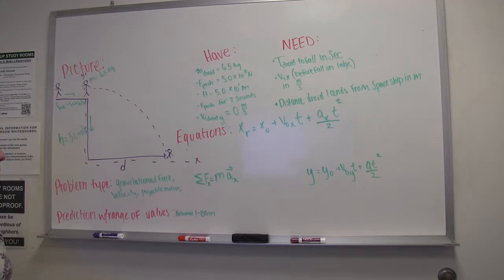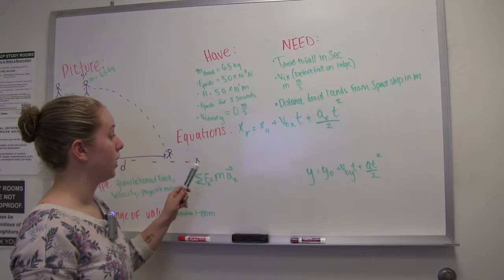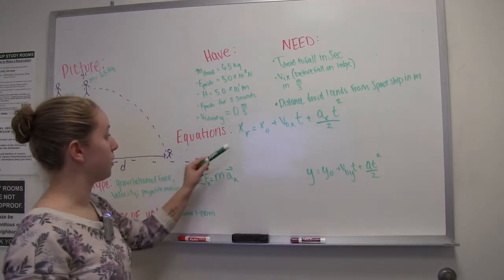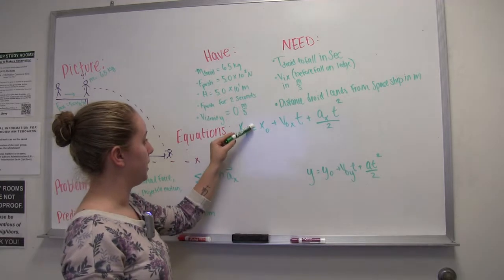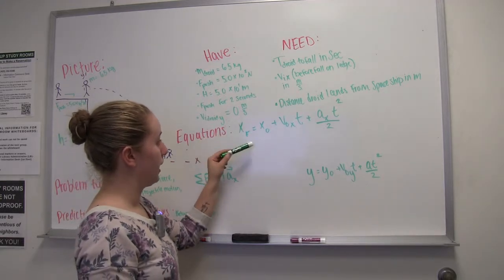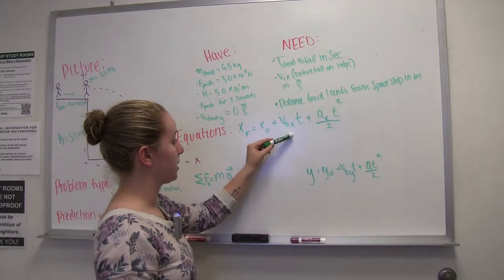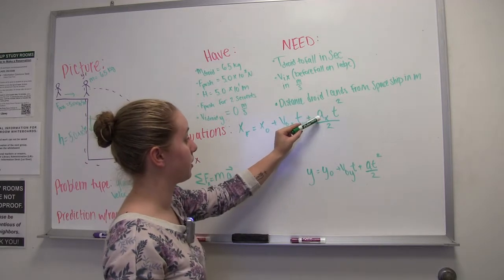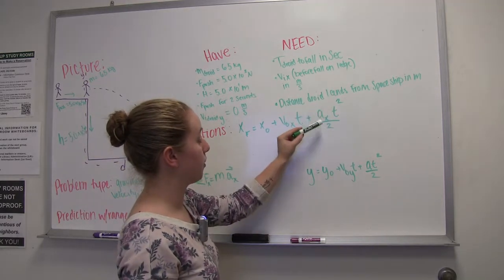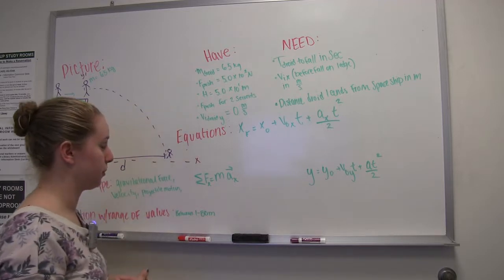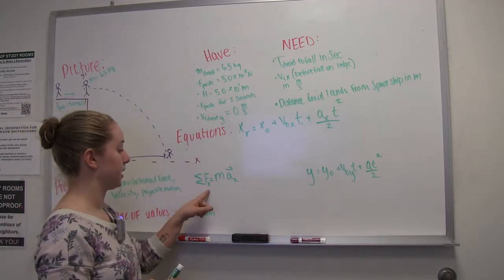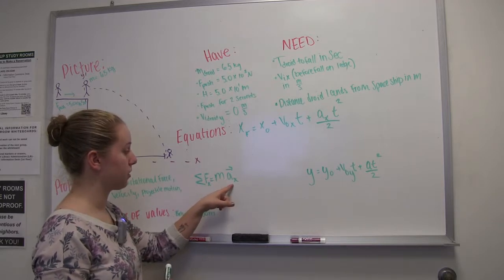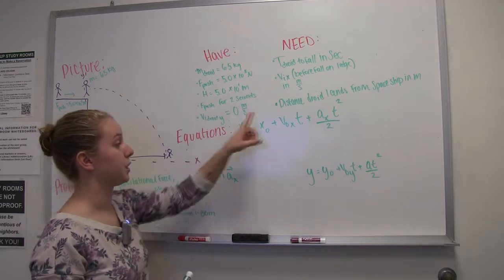The next and arguably the hardest part of problems is to figure out the equations that you could be using. I've already taken the liberty of writing a couple here, and I'll explain them a little bit. This is the final position, in meters. We would need our initial position, plus our initial velocity in the x direction multiplied by time, plus the acceleration in the x direction times time squared over 2. That's one equation we'll be using. Another is the sum of forces in the x direction equals mass times acceleration in the x direction. This is going to give us another piece of information that we can then put here.